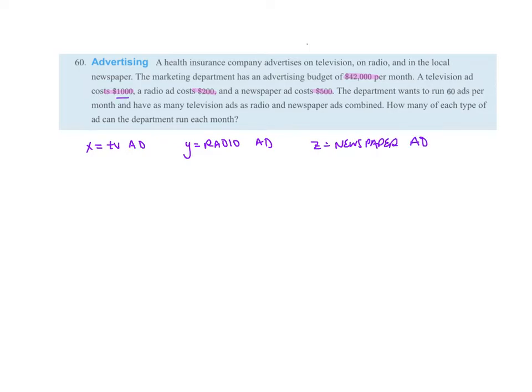So I notice I have dollar amounts here. And so let's put that all in a single equation. So 1,000x plus 200y plus 500z equals a total of $42,000 per month. Okay, so all the money all on one line. Then the department wants to run 60 ads per month. So that will be a total of all of the different types of ads. So X plus Y plus Z will equal 60 ads.